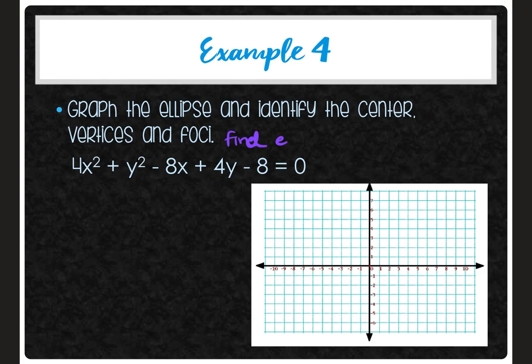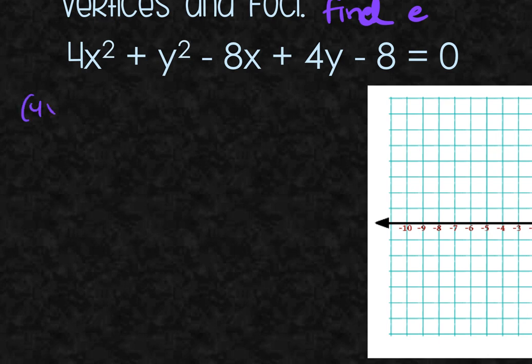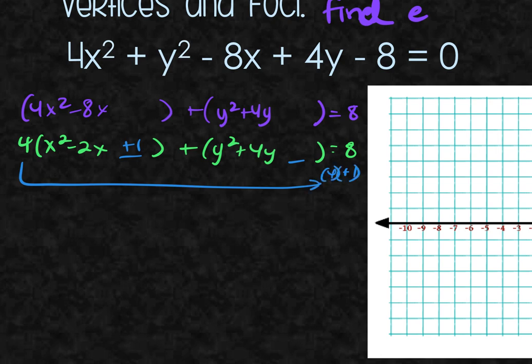All right, so first thing I'm going to do is group together my x's and my y's, right? So 4x squared minus 8x plus y squared plus 4y. Bump the 8 to the other side. Take out the 4. So 4 comes out, x squared minus 2x plus the y squared plus 4y still equals 8. Now find what's missing. So take the 2, divide it by 2, square it. It's 1. I'm going to add 1 inside. Before I add it to the 8, you have to multiply it by the 4. So I'm adding 4.